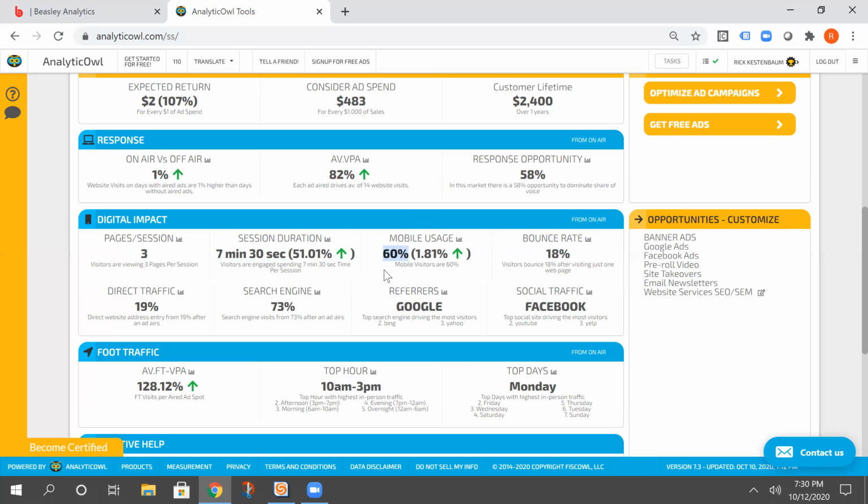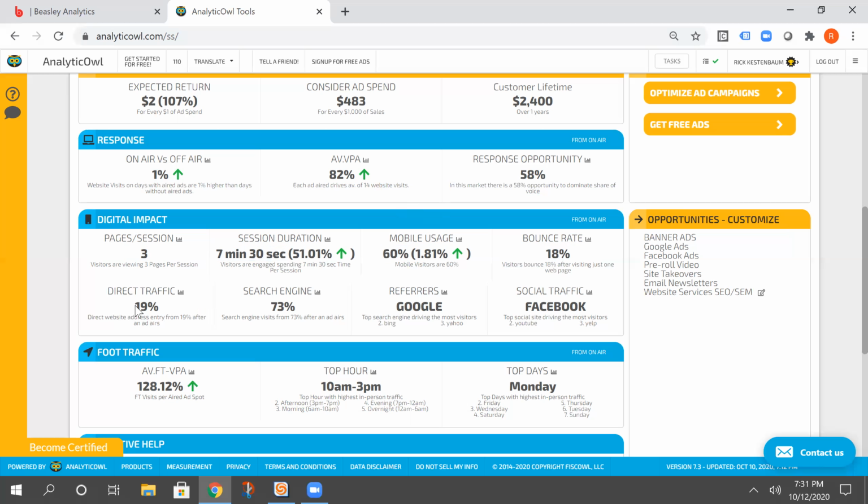Mobile usage, we're able to show them 60% of the visitors to their site are on a mobile device. Because radio is a mobile medium, we can respond anywhere and everywhere, and we certainly do. And we could show a bounce rate that we're hoping will be low. In this instance, it is, meaning how few people visit one page and then leave. Well, that's evidenced here by the multiple pages per session and that long session duration, but it's also supported here with that figure of a low bounce rate.